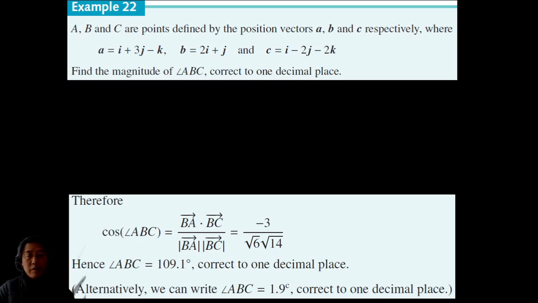Alternatively, as I said, if you had set your calculator in radians, you can show that you're aware of that by writing your answer as 1.9, and the notation is a little c suffix or exponent for the radian notation.